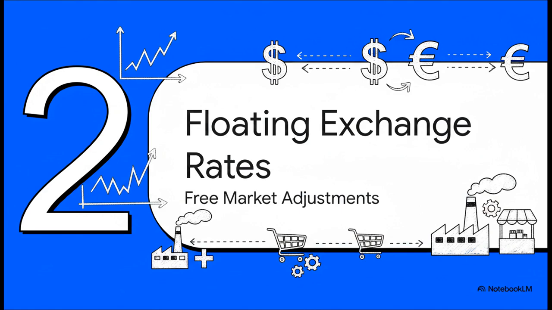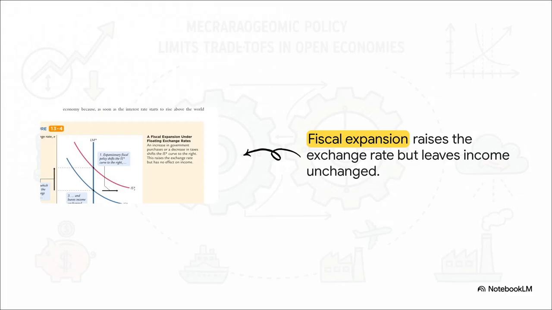Floating exchange rates. Let's run our first lab test. We're going to observe what happens when a government tries to boost its economy in an environment where the value of its currency floats freely against others, adjusting automatically to market supply and demand, much like the US dollar does today. Suppose the government tries to stimulate the economy by spending a massive amount of money or cutting taxes. You'd probably think pulling this fiscal lever would boost overall income, right?